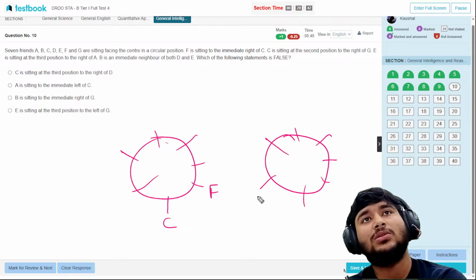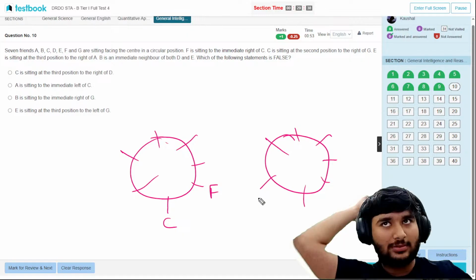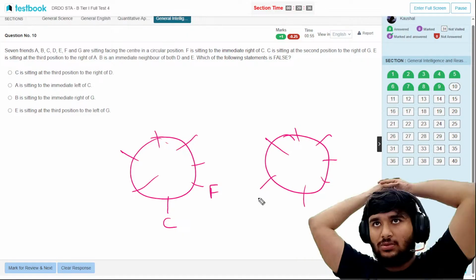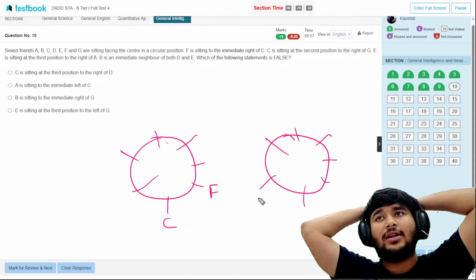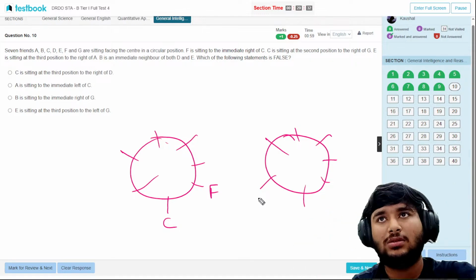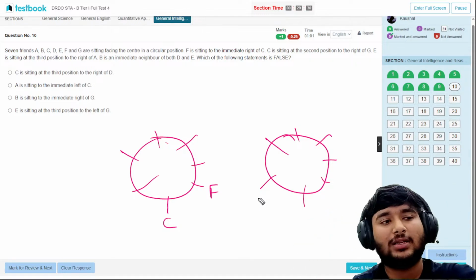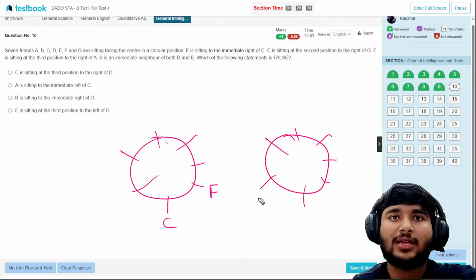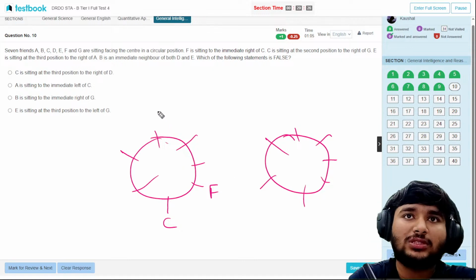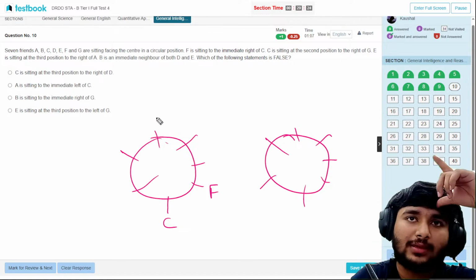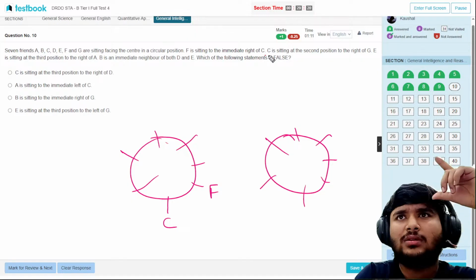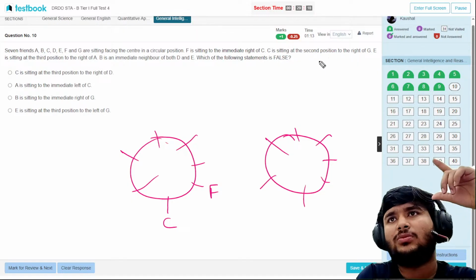B is immediate neighbor of D and E. C is sitting at the second position to the right of G. Second position of right of G. Sitting to the second position.